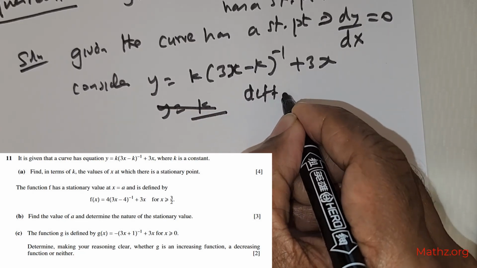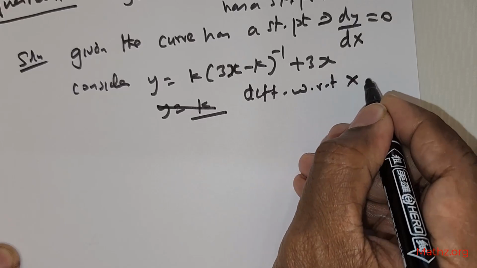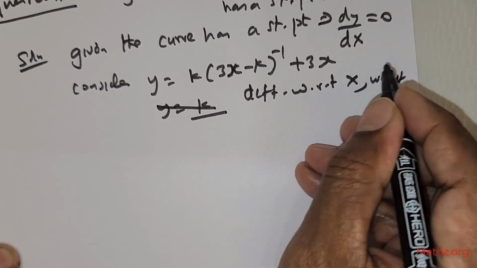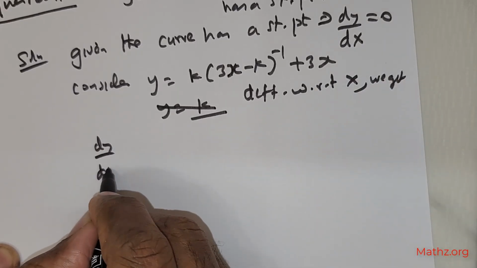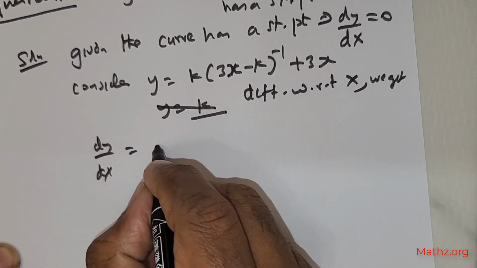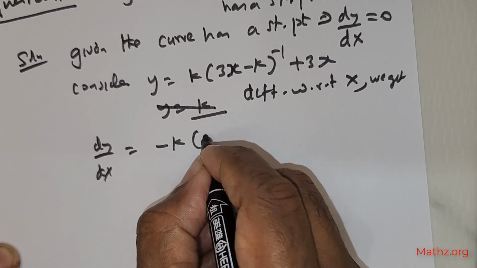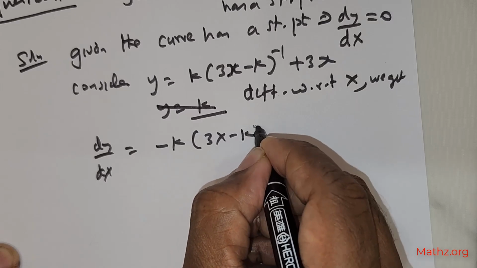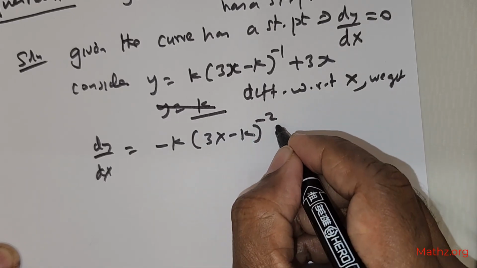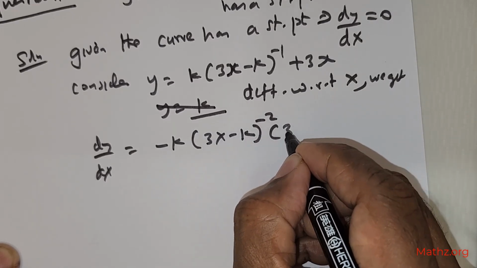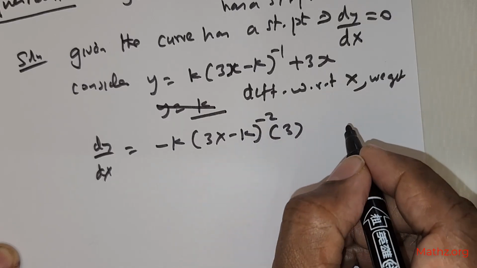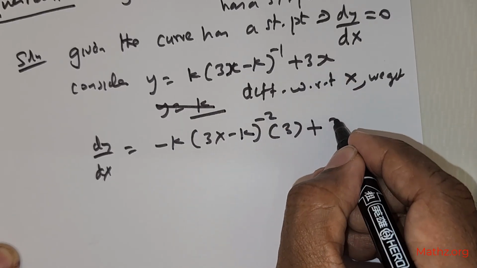So differentiating with respect to x we get dy over dx equal to, you differentiate this, you get negative k times (3x - k) raised to the power of negative 2. Differentiating 3x would give you 3. This differentiation would result in 0. So positive 3.